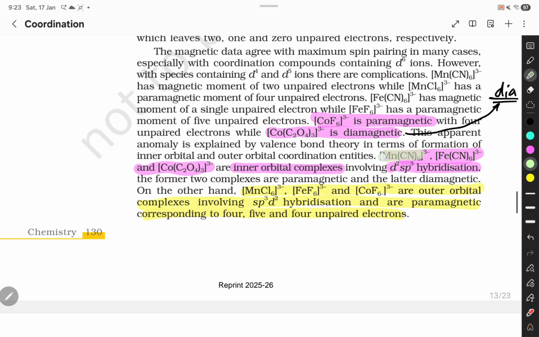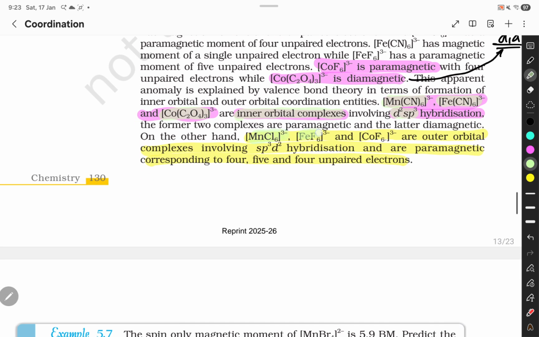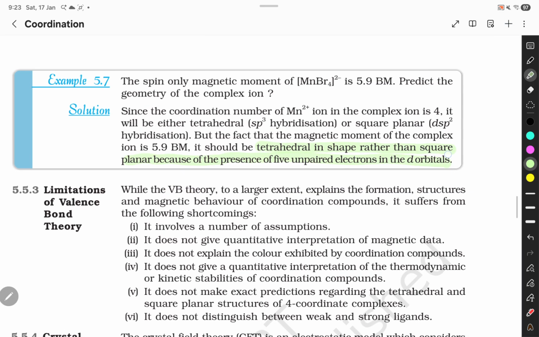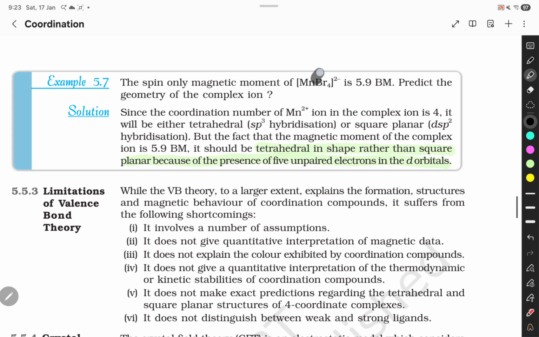So [Mn(CN)6], [Fe(CN)6], and [Co(C2O4)3]3- are inner orbital complexes with d2sp3. And these three examples, though I'm pretty sure everybody knows them, but just in case you want to go through it, it's [MnCl6], [FeF6], and [CoF6]. So this example states that [MnBr4]2- should be tetrahedral. Okay, tetrahedral.